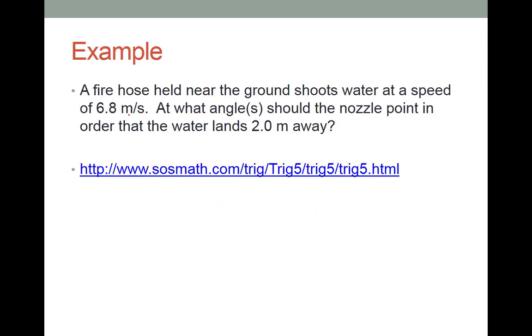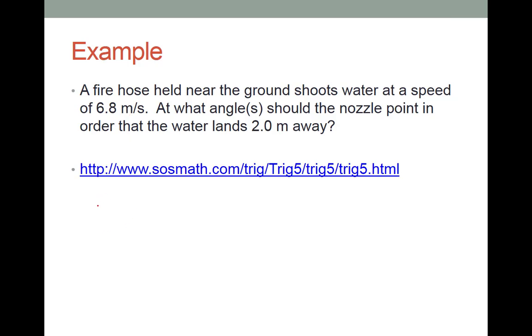And what we have here is a fire hose held near the ground, shooting water at a speed of 6.8 meters per second. What's not told to us is the angle that the water lands at. We are told how far away it lands. And notice I have a little link there, because we're going to need a trig identity to find this answer.